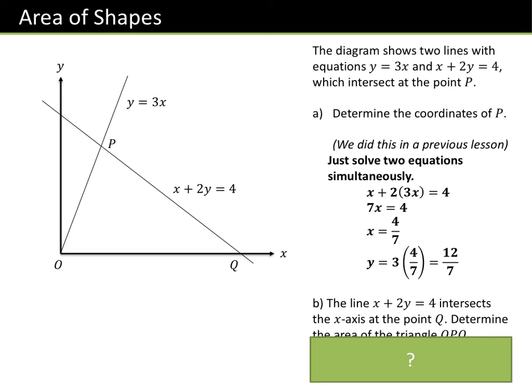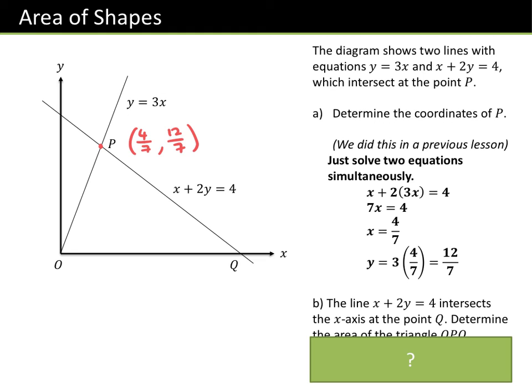Okay, we already did this. So we've already done this, and we have our coordinates of P. We didn't put them equal to each other, we substituted in and rearranged. So we did get x equals 4 over 7 and y equals 12 over 7. So we've done the first part of the question. Part B says the line x plus 2y intersects the x-axis at the point Q.